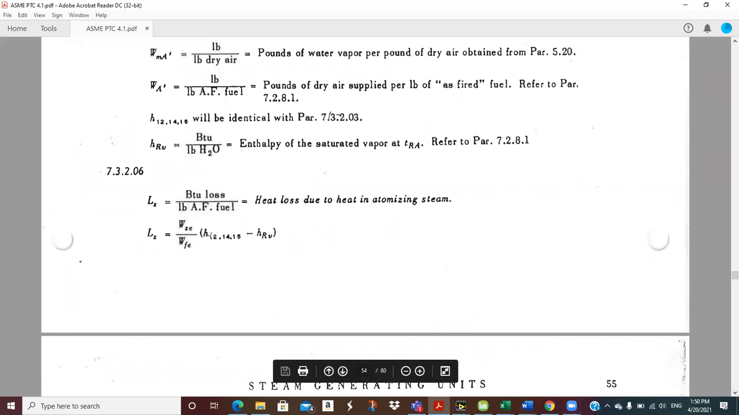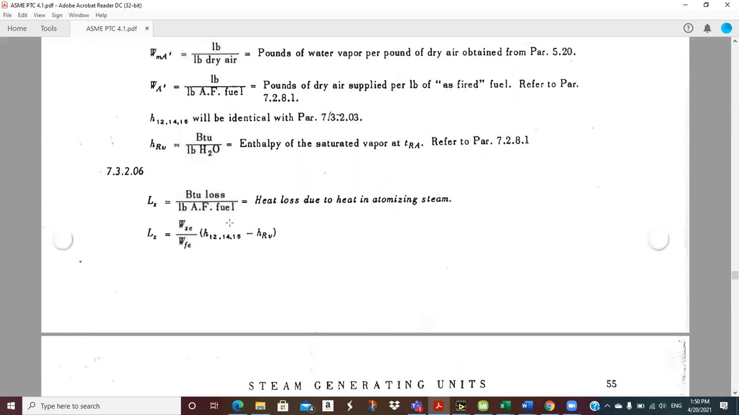So it's just, I guess, an enthalpy difference times WZ. So BTU loss per pound of ash-fired fuel. These are mass flows. I think that's the mass flow of fuel. I'm not sure what this one is. So then you just got to go.